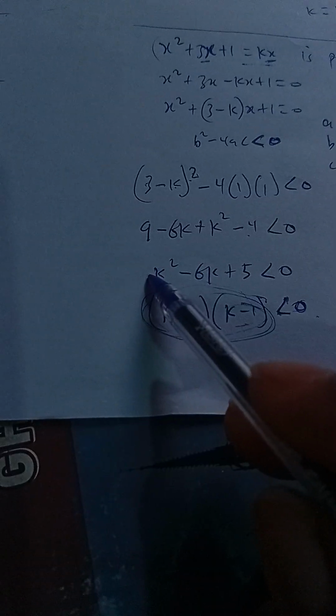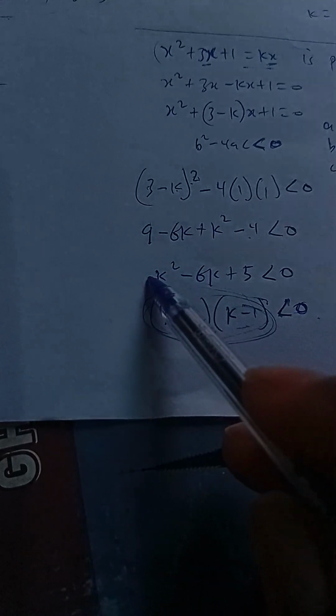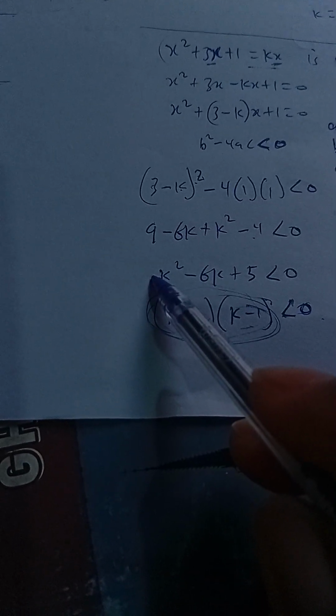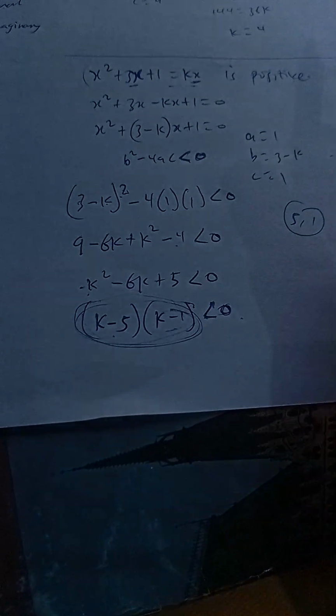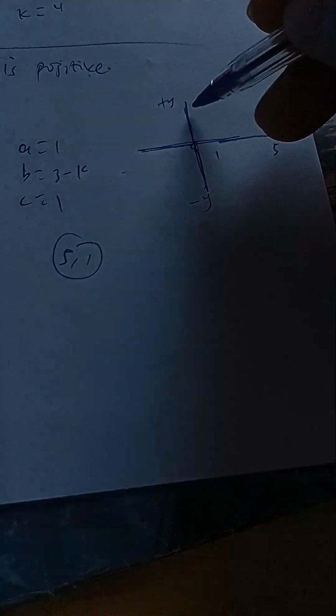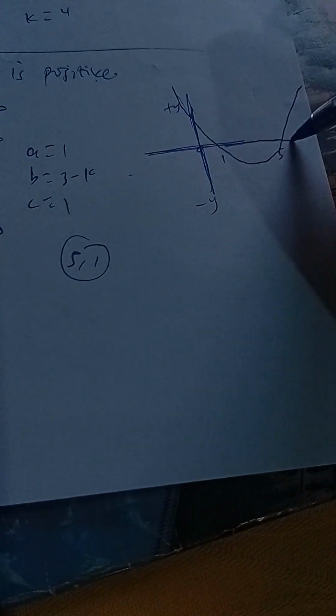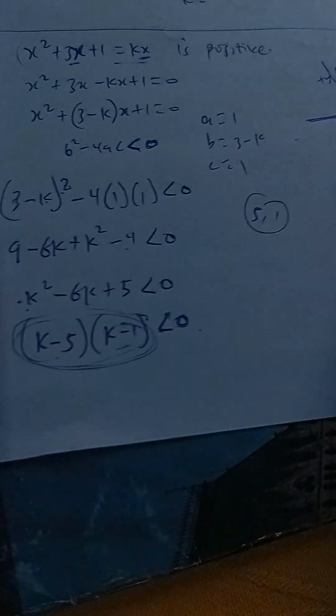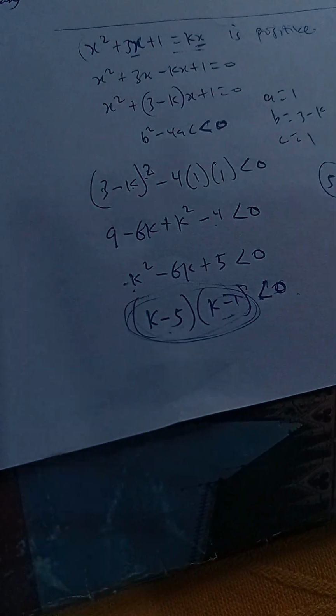Now check. What is the coefficient of k squared here? Your a here is 1, right? Meaning it's going to give you a minimum curve. Since you get 5 and 1 as your answers, you just have to trace that 5 and 1 somewhere here and draw your curve to pass through your 5 and 1. After that, we are going to shade the region to get a range. Good. How do you shade it?